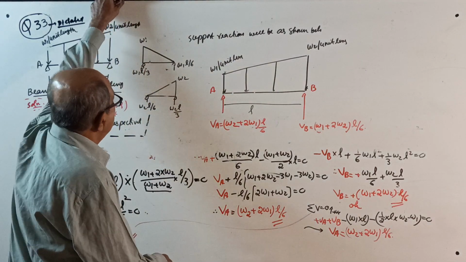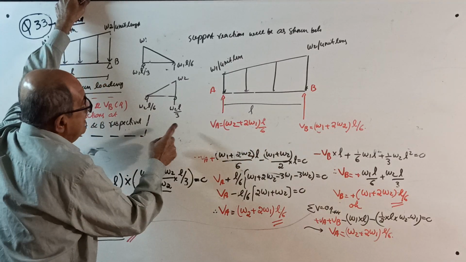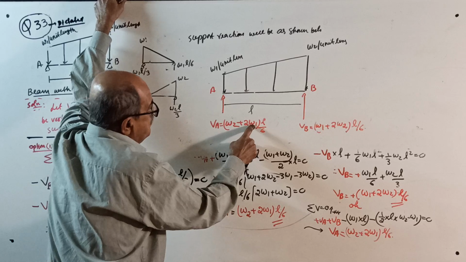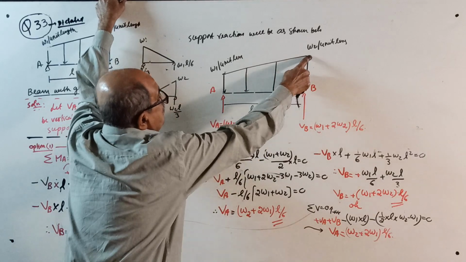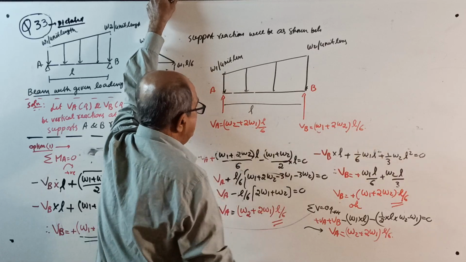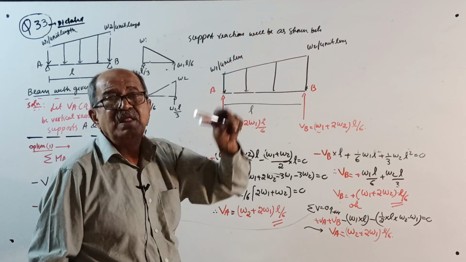It will never happen. Now correct, see, W2 L by 6, W1 L by 3. Or this reaction is W1 L by 3, W2 L by 6. Here, W1 L by 6, W2 L by 3. Or 2 times of other intensity will come.